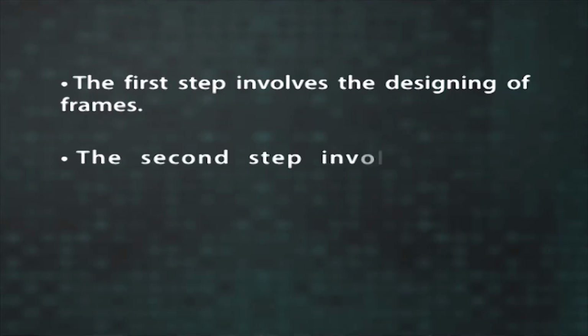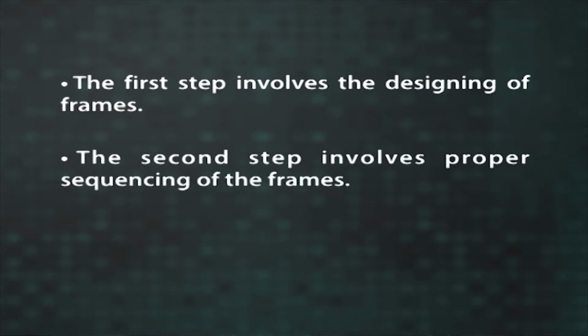The first step involves the designing of frames. Here the programmer should use special techniques like priming and prompting to help students respond correctly to the questions and proceed successfully from one frame to another. The second step involves proper sequencing of the frames. Here the programmer has to arrange the frames systematically in a logical order. Proper sequencing of frames leads students from their entry behavior to the terminal behavior. The frames are sequenced and ordered using logical and psychological principles.